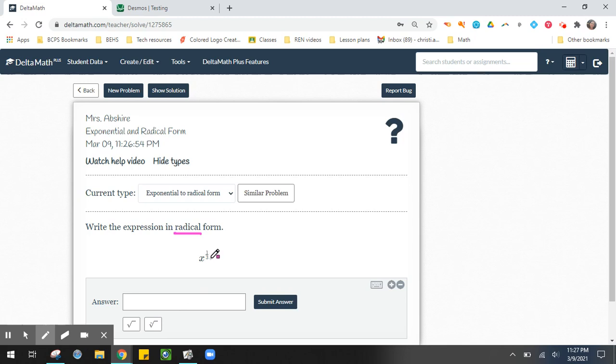And I have a 3 for my root, so I'm going to choose that box. And it's going to give me a little cursor so I can put the 3, the root, in there. I'm going to put my x, which is my base, inside. And it is not necessary for me to put the 1 power.